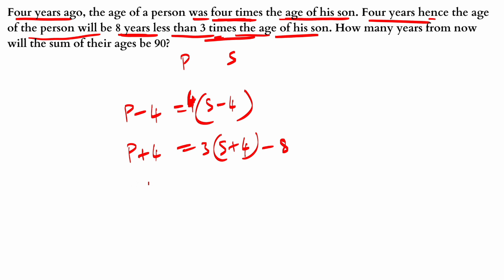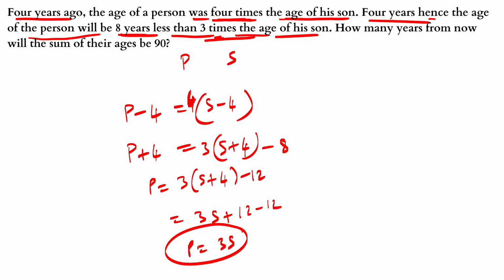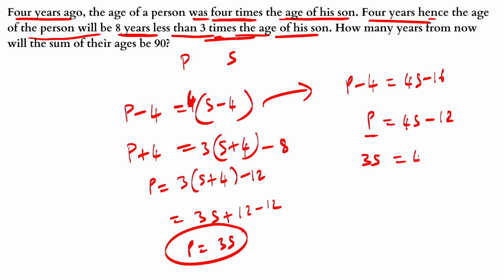So, just solve this. P will be equal to 3 into (S plus 4) minus 12. And this will be equal to 3S plus 12 minus 12, and P will be equal to 3S. If we consider this equation, P minus 4 will be equal to 4S minus 16. P is equal to 4S minus 12. Here P is 3S, so this will be equal to 4S minus 12, and S is equal to 12. So if S is equal to 12, then 3S will be equal to 36.